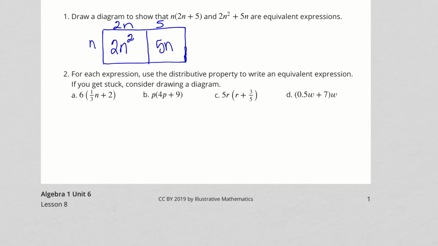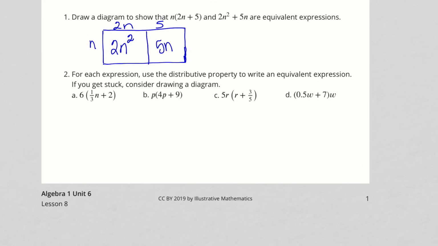For each expression, use the distributive property to write an equivalent expression. If you get stuck, consider drawing a diagram. Let's try not to use the tiles. 6 times 1/3, what is that? 6 times a third equals 2. So 2n, because we have an n there. What is 6 times 2? 12. So we are just distributing this to everything in the parentheses.